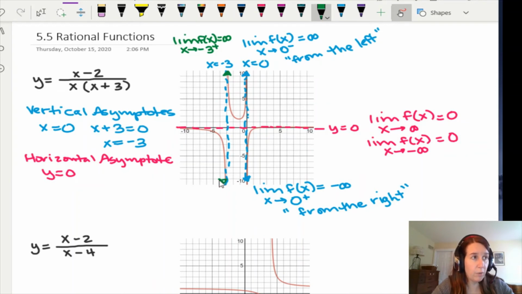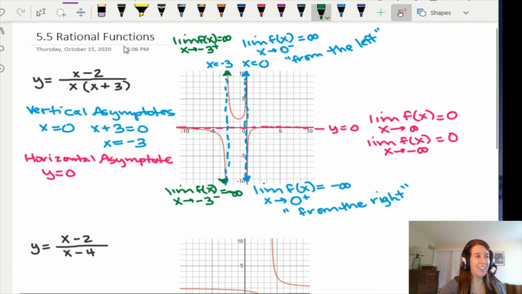Over here, where the graph is going down, that is on the negative side of -3. So that is the limit of f of x as x approaches -3 from the left, the negative sign, and that is negative infinity. Okay, I hope that looks like negative infinity. I think it does. So you can see it's a little overwhelming, but we have 6 limits listed on that graph. 2 for each vertical asymptote and 2 for the horizontal asymptote.